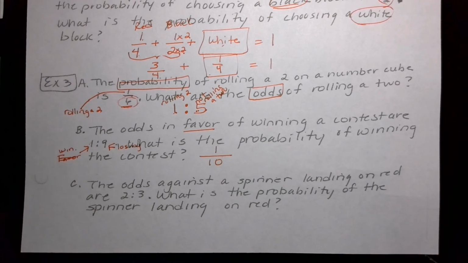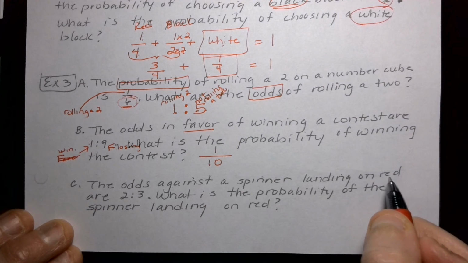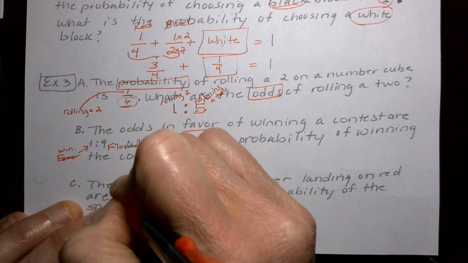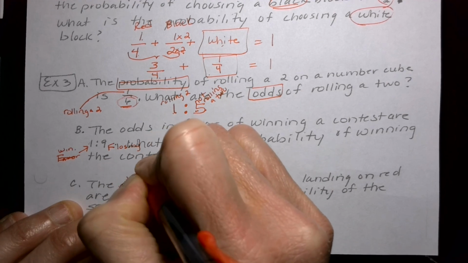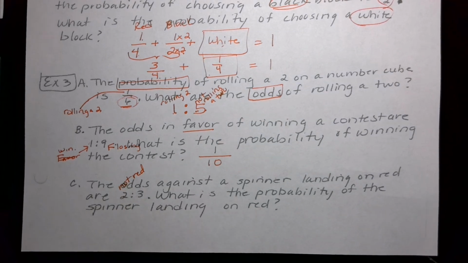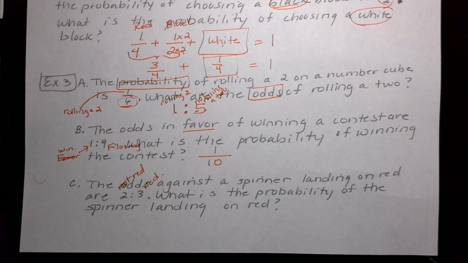All right, and lastly, the odds against a spinner landing on red are 2 to 3. Okay, so the odds are against. So that means it's not going to be red. It's against landing on red. So there are 2 chances that it's not going to be red, and 3 chances that it is going to be red. The complete opposite.